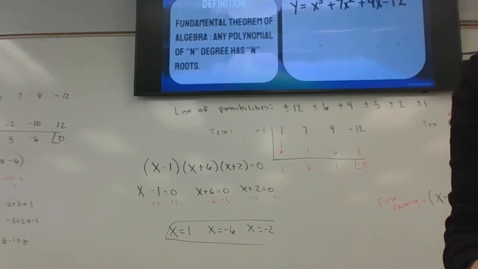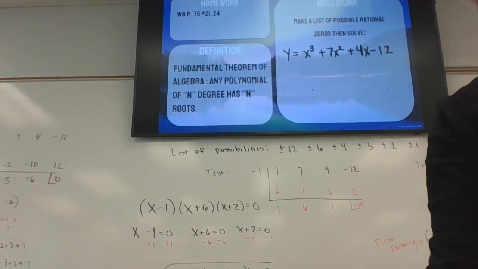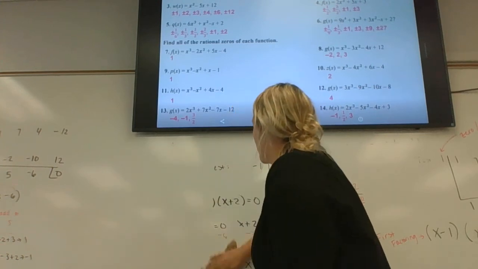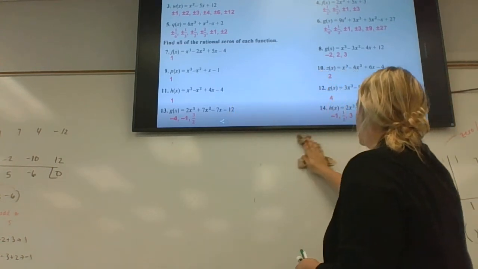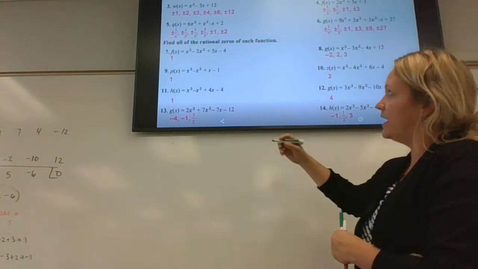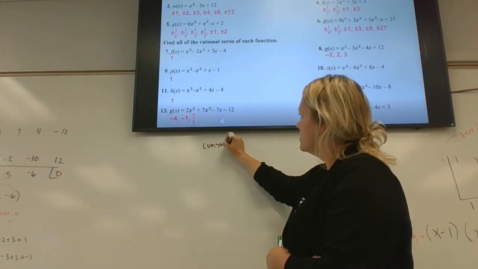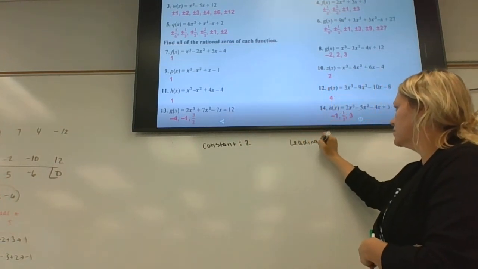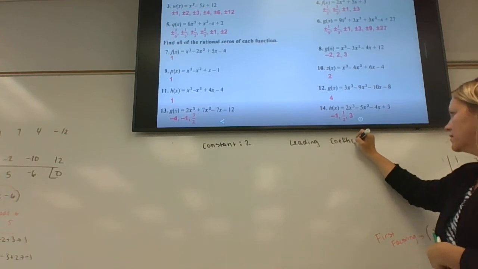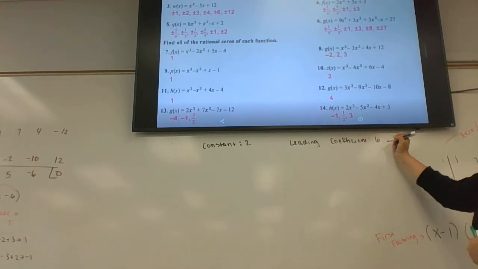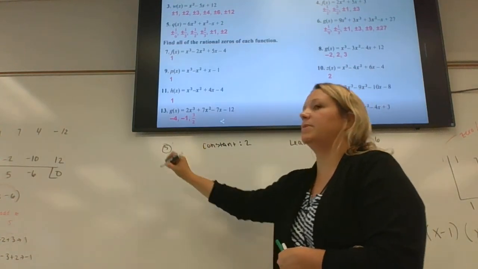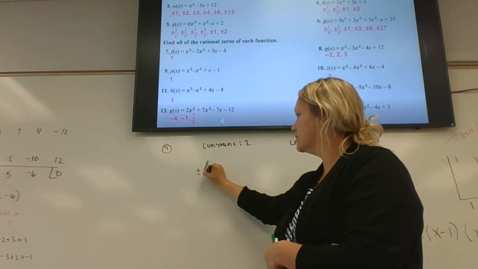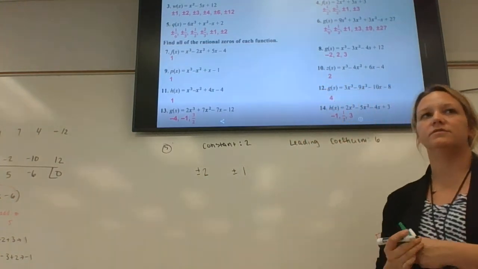So, I'm not sure if you guys knew this yesterday. When we do on like number 5 in notes, in number 5, the constant is 2, the number at the end, and the leading coefficient is 6. So my possibilities, I'm going to do plus and minus 2 and plus and minus 1.